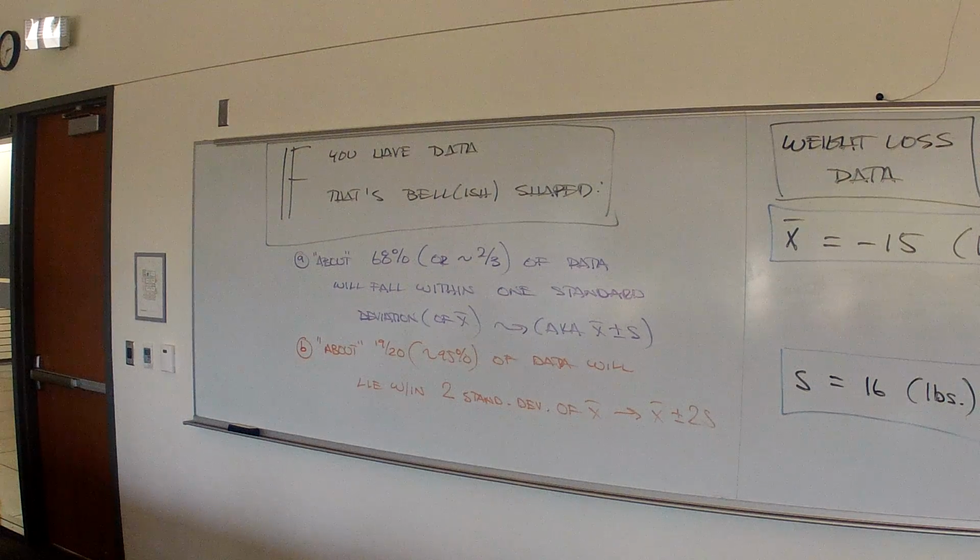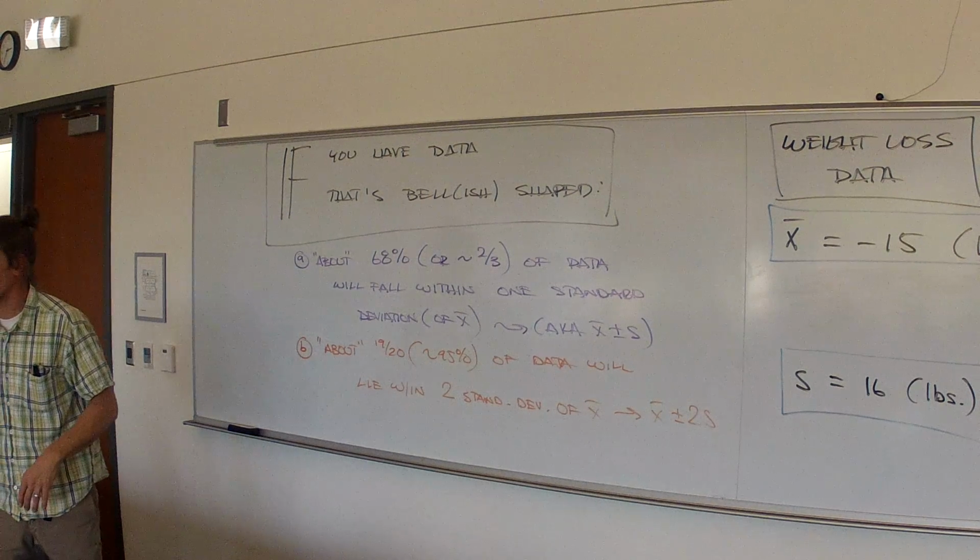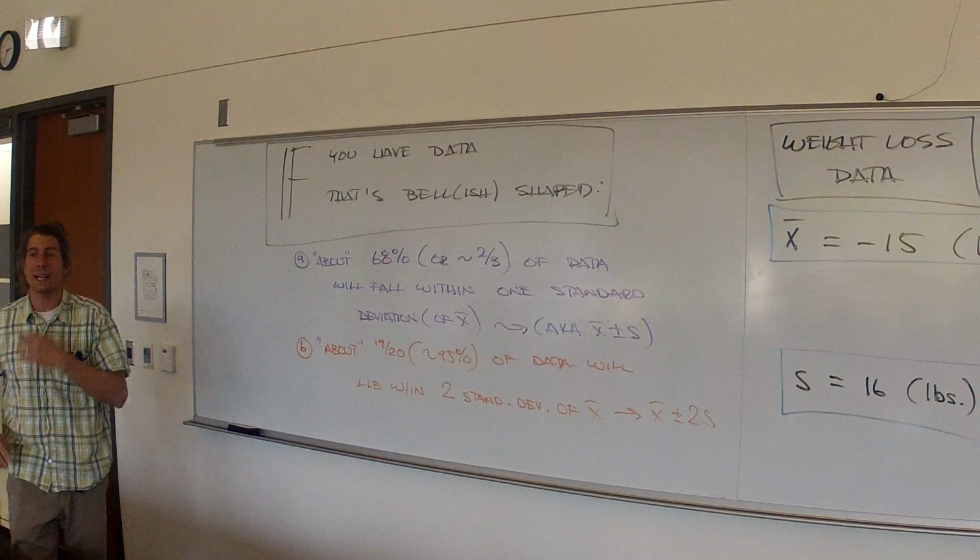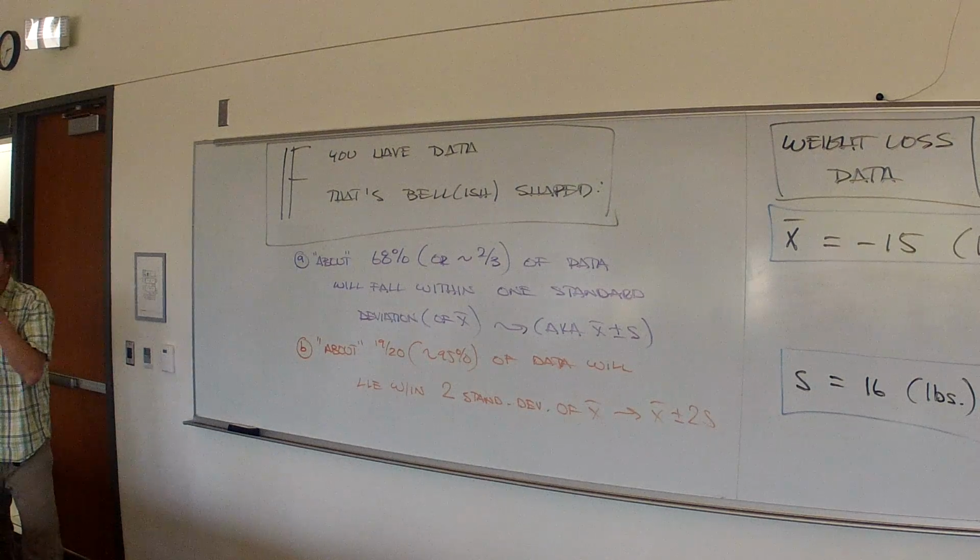How much data do you think is going to lie within 3 standard deviations on average? Damn close to all of it. Yes, for small data sets, inevitably it's all of it. So within 3, it's basically 100%.